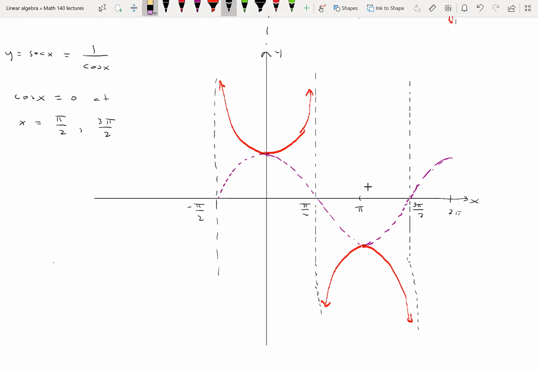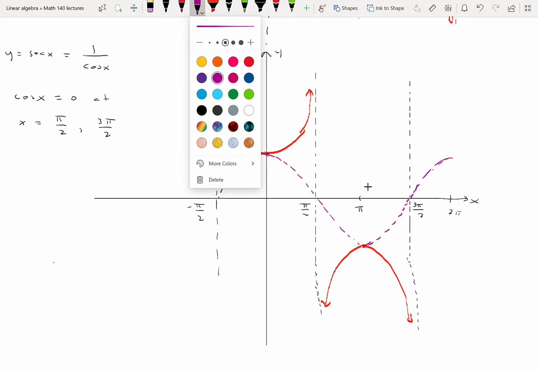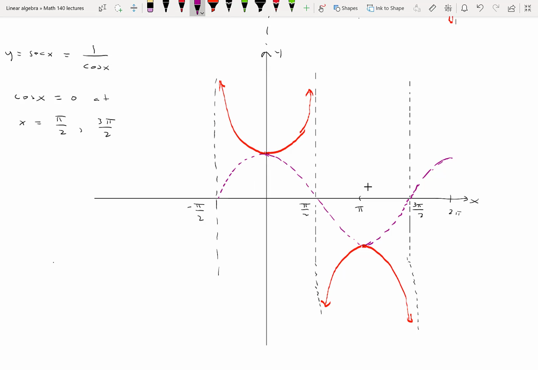And the distance between negative pi over 2 and 3 pi over 2, that's 2 pi. That's one period. Okay? So it's kind of an odd period to graph. We're used to graphing the cosine between 0 and 2 pi. But one period lies between negative pi over 2 and 3 pi over 2.